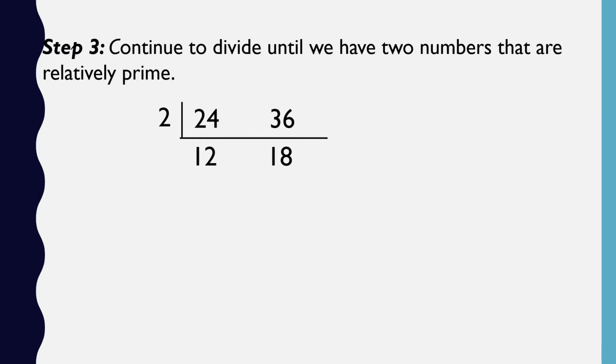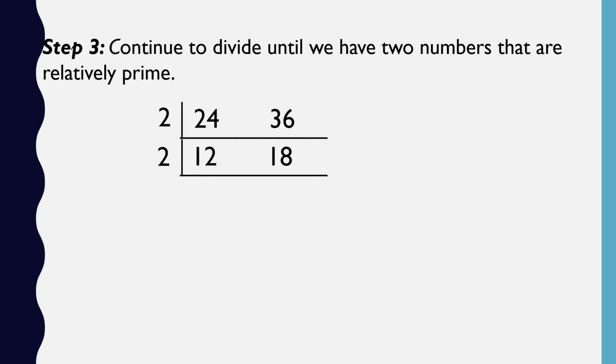For step 3, continue to divide until we have two numbers that are relatively prime. When you say relatively prime, the given numbers do not have common factors other than 1. So we have here 12 and 18. 12 and 18 are both divisible by 2.